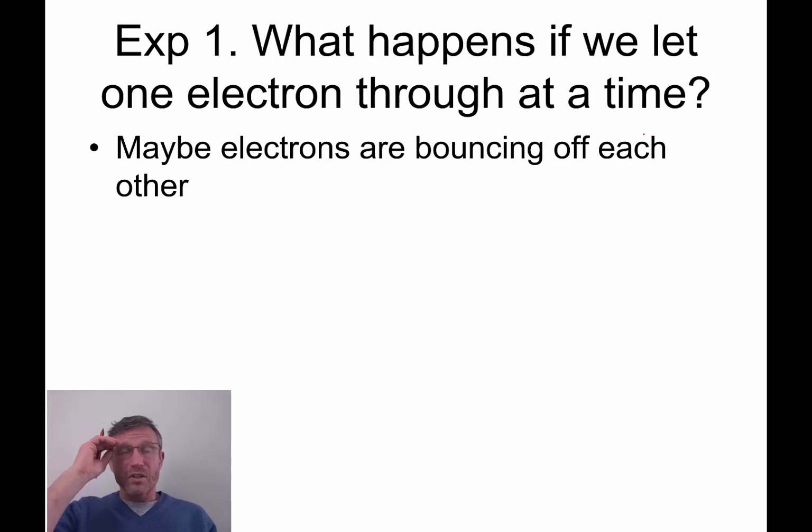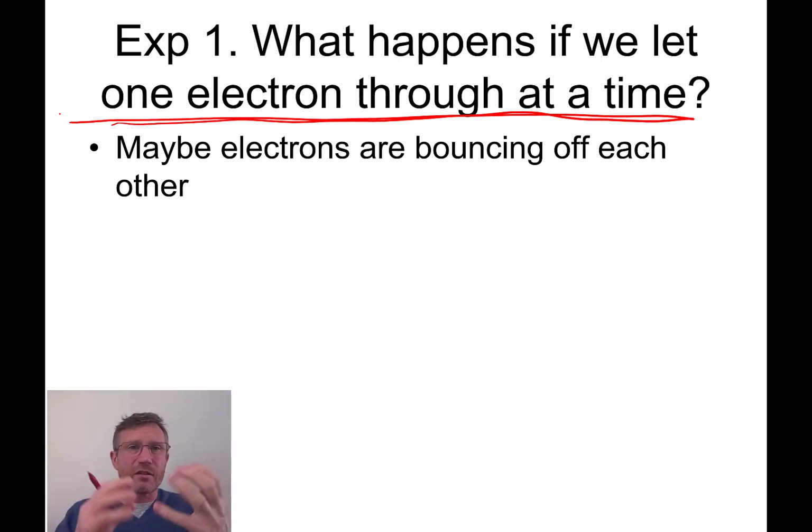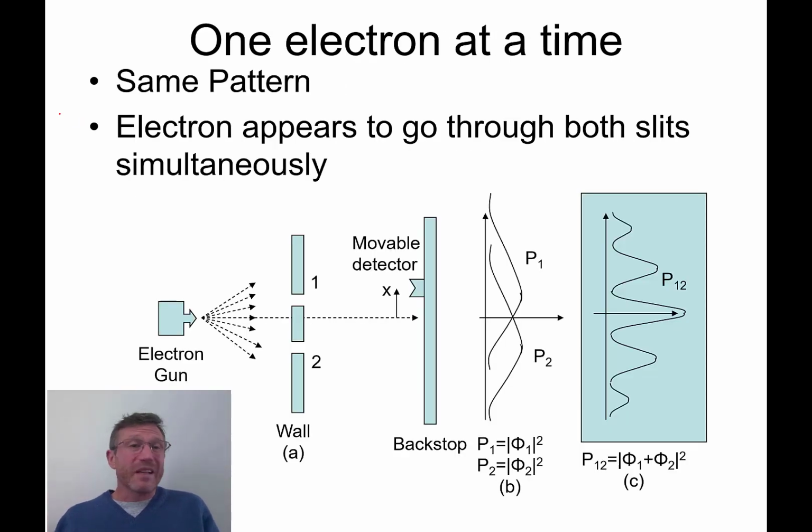So what scientists did is they said, well, okay, let's reduce the temperature. Let's get electrons to come through one at a time. Maybe these electrons are interacting with each other. They're bouncing off each other, and that's what's giving us this interference effect. But it turns out that even if you have one electron coming at a time, the electron interferes seemingly with itself. It gives an interference pattern here.